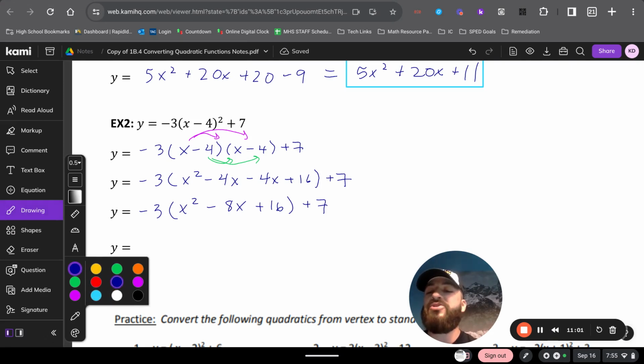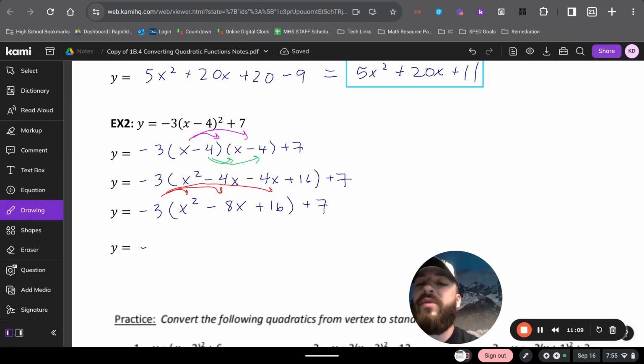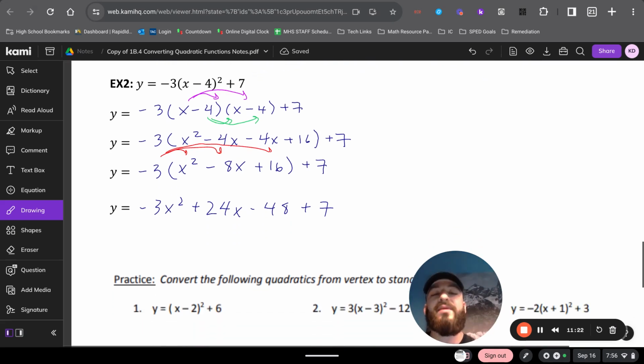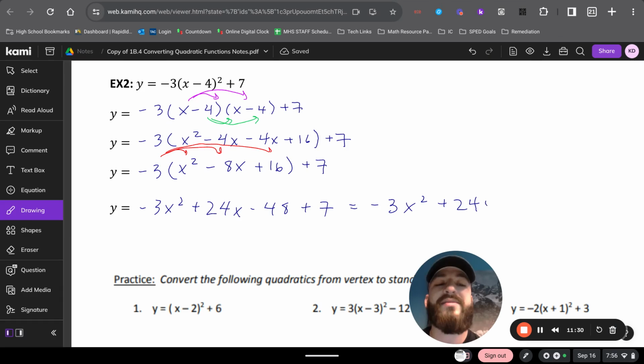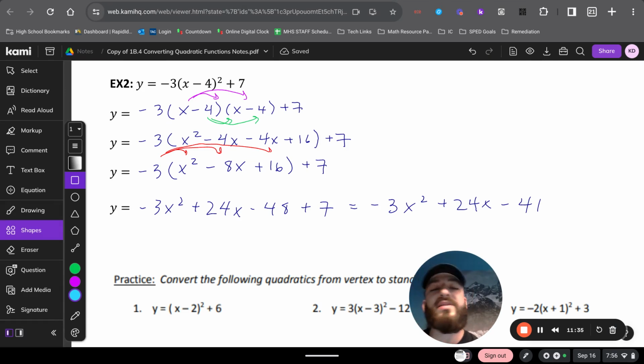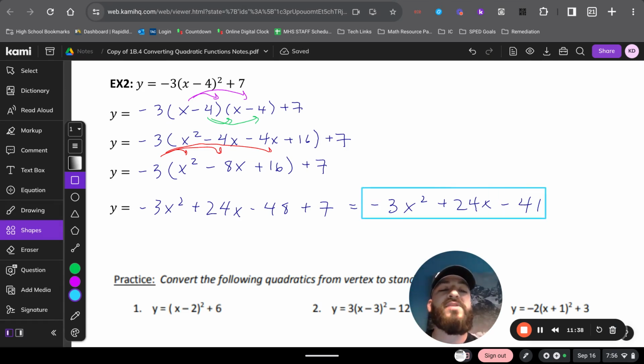Then from there, I just want to distribute in that GCF, so that -3 is going to multiply into all three of our terms. So we get -3x squared, positive 24x, and -48, which of course my plus 7 is still on the outside. If I did my job right, I've got one last combining like terms. So my final equation is -3x squared plus 24x, and then minus 41. All right, y'all, that's really all there is to converting from vertex to standard form.